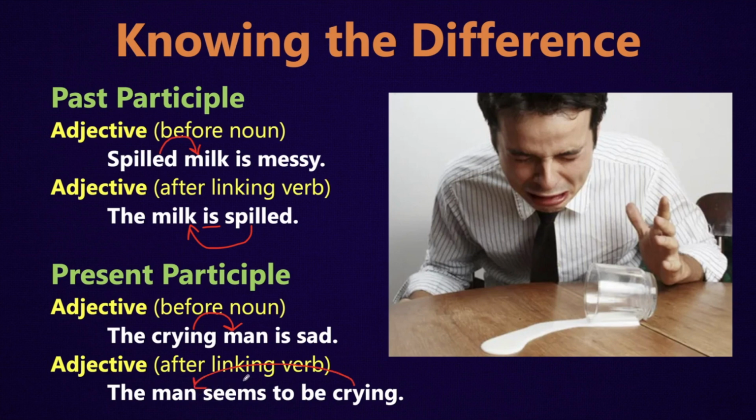So if it's an adjective, you will see it either before the noun it's describing or after a linking verb, almost all the time. And you will not see a helping verb with it. So if you don't see am, is, are, was, were, have, has, or had before it, then it's not a participle verb. It's an adjective.